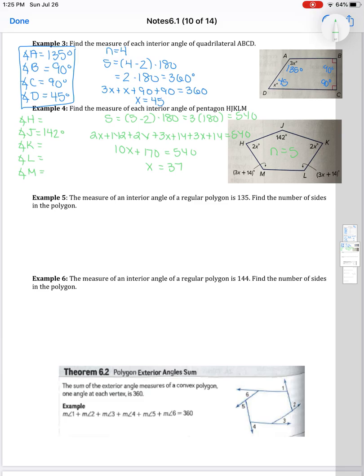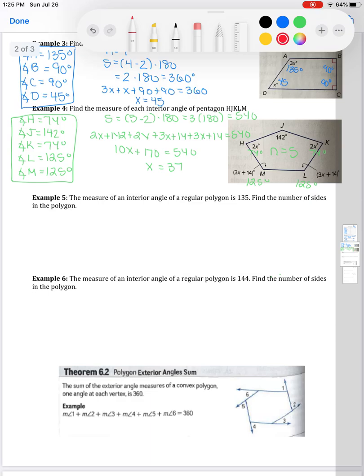So that means 2x plus 142 plus 2x plus 3x plus 14 plus 3x plus 14 equals 540. And when I combine all of my like terms for this, I get 10x plus 170 equals 540, and x comes out to 37. So if x is 37, now I plug them back in.